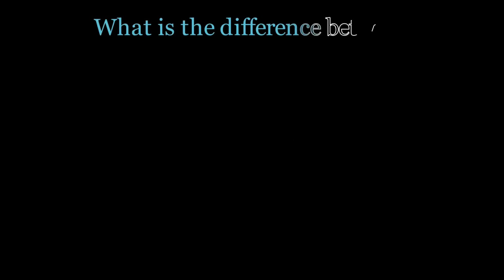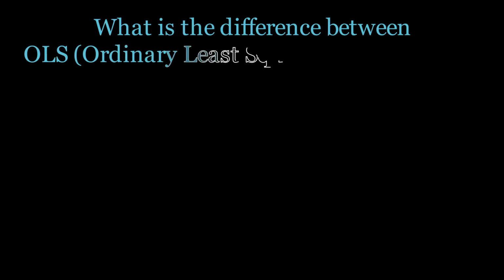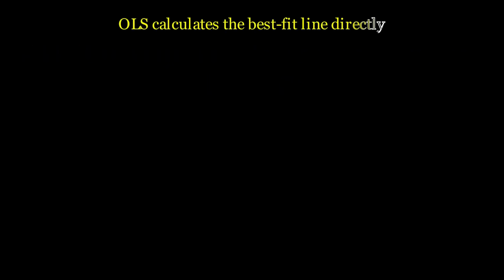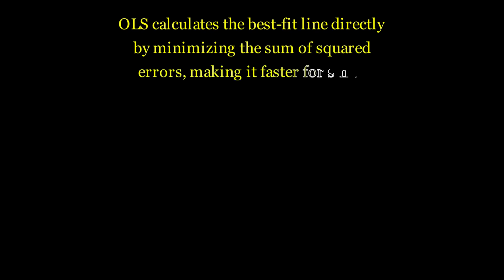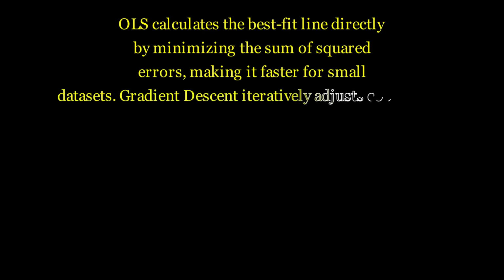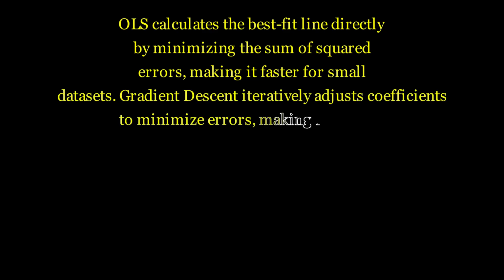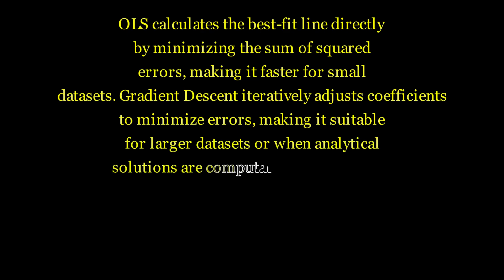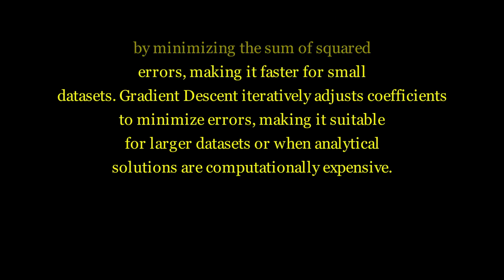What is the difference between OLS, ordinary least squares, and gradient descent? OLS calculates the best fit line directly by minimizing the sum of squared errors, making it faster for small datasets. Gradient descent iteratively adjusts coefficients to minimize errors, making it suitable for larger datasets or when analytical solutions are computationally expensive.